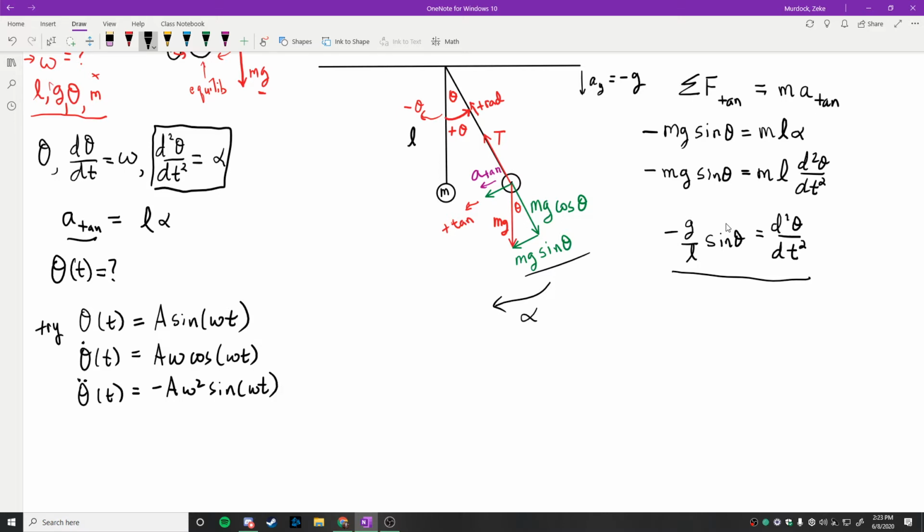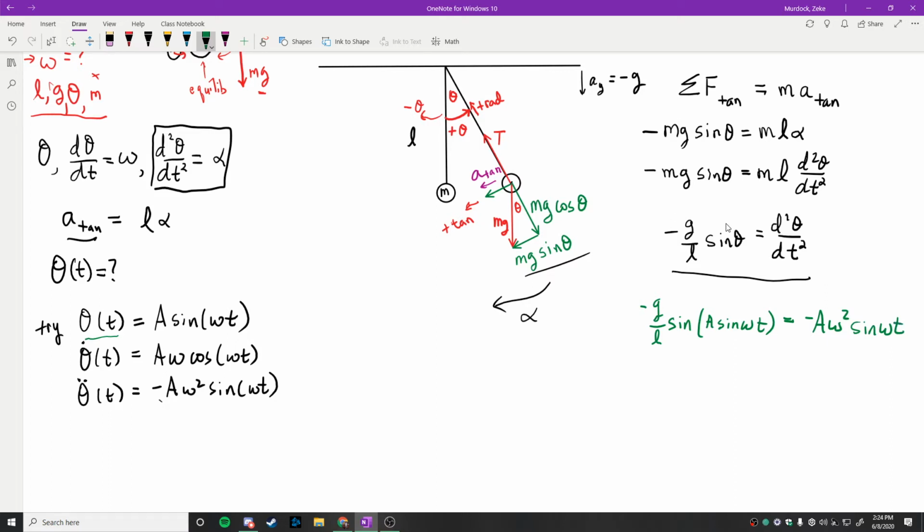And now the problem is, if I plug these back into my equation here. So now we plug them in over here. Let's use green. We're going to erase this. But I would get negative g over L sine of theta. Well, what's theta? Theta is actually this whole thing here, A sine omega t. And then this would be equal to this piece right here, negative A omega squared sine omega t.